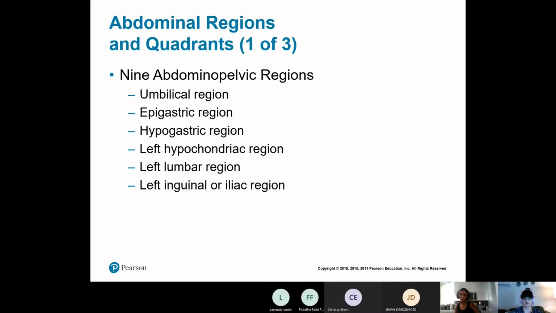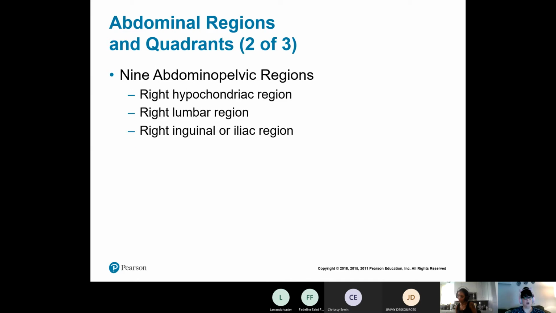Left hypochondriac region, and this is just another term for those quadrants that I was showing you. The left lumbar, left inguinal, that's like around the groin. When we see this inguinal or iliac region, that is where the thigh is meeting the pelvis. It's the bikini line where your bikini touches your thigh, right? It's that area right there. And then you have your right hypochondriac, and your right lumbar and the right inguinal.